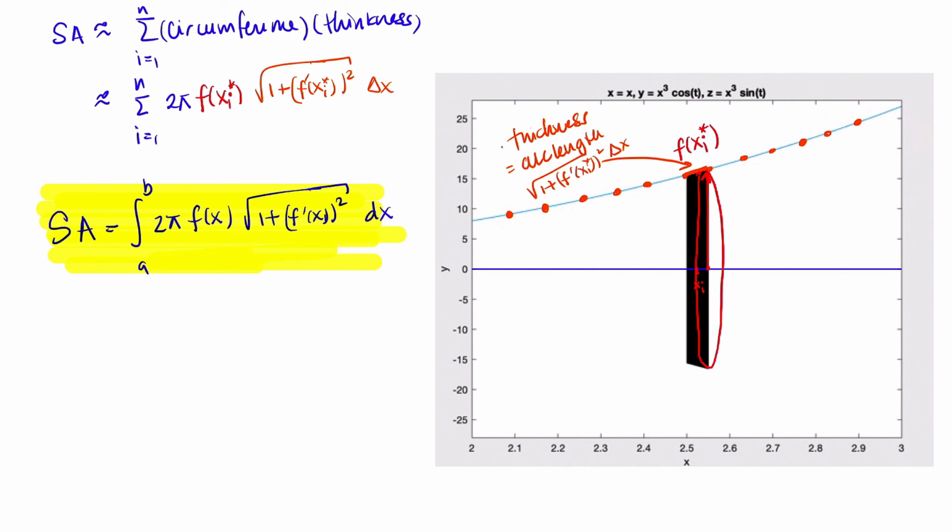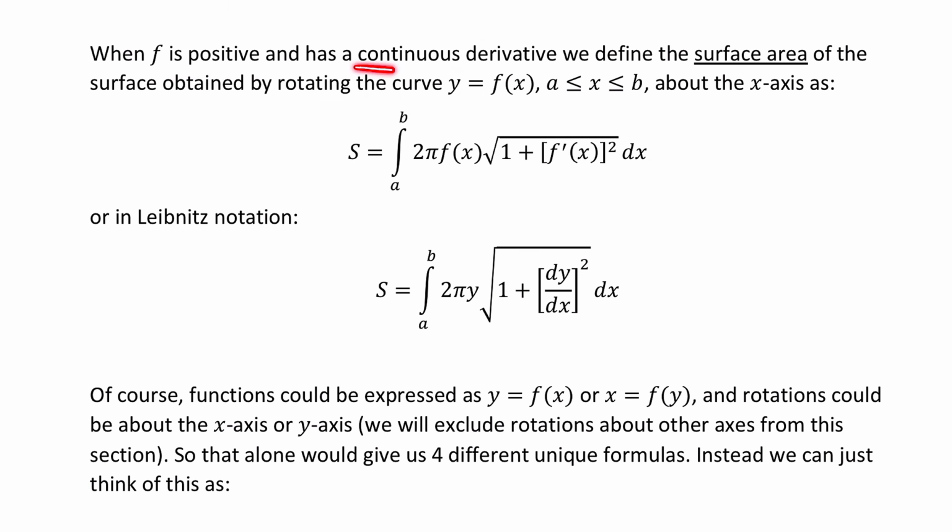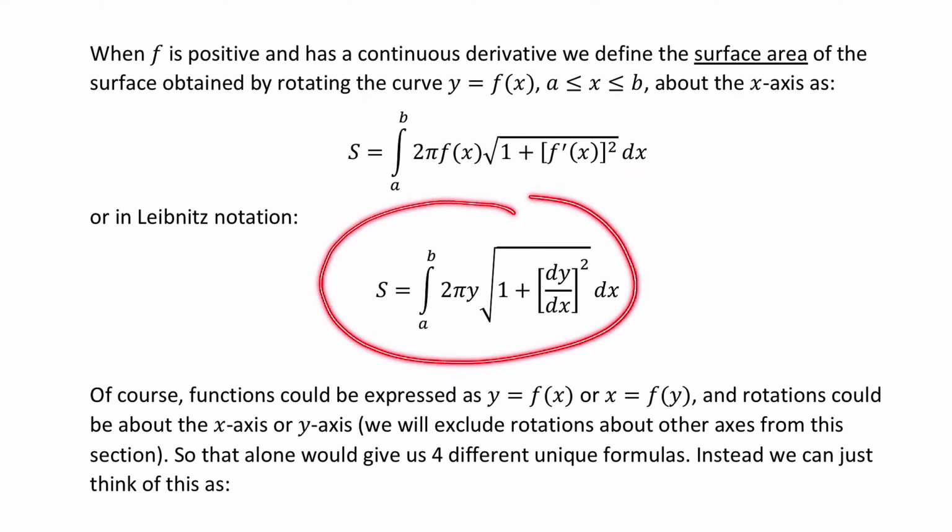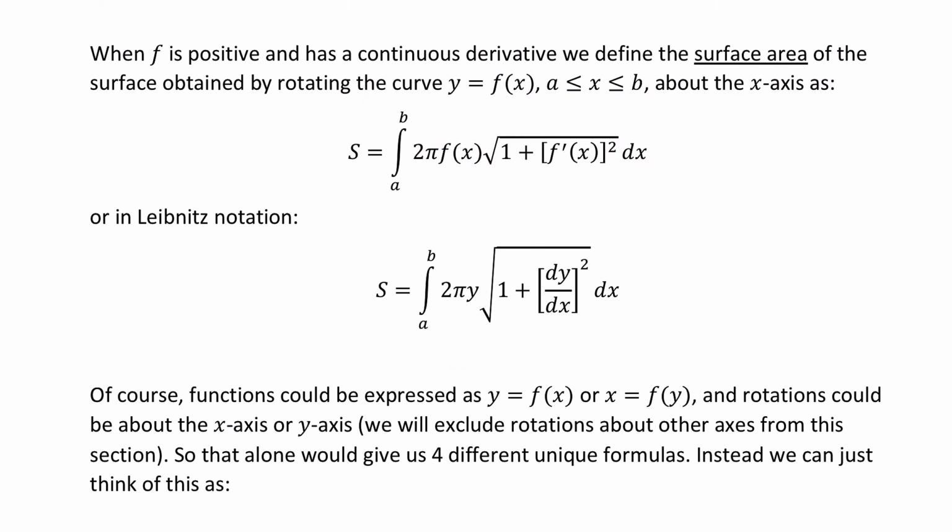This is the area that I obtain when I rotate the function f of x about the x-axis from a to b. So let me give you the formal definition. If f is positive and it has a continuous derivative, meaning it's smooth, then the definition of surface area, if I'm rotating my curve f of x from a to b about the x-axis, is given by the integral from a to b of 2 pi f of x times the arc length argument and then dx. And this is the notation if we use Leibniz notation. Obviously, you can also rotate this about the y-axis.